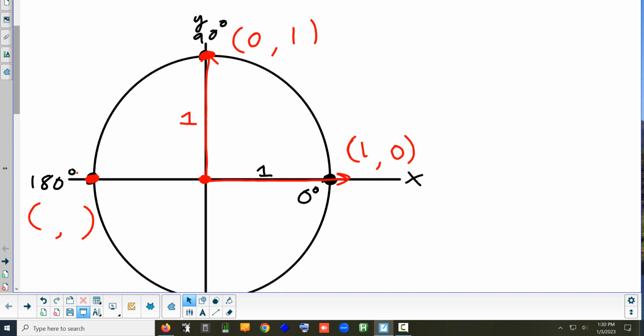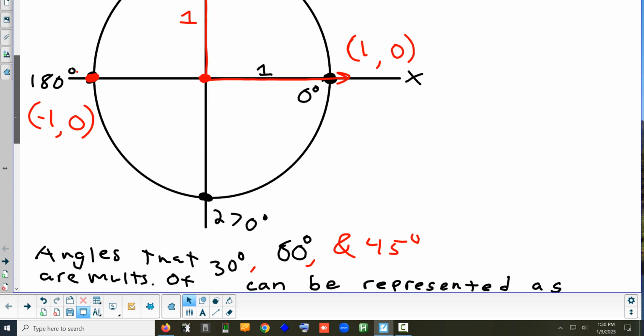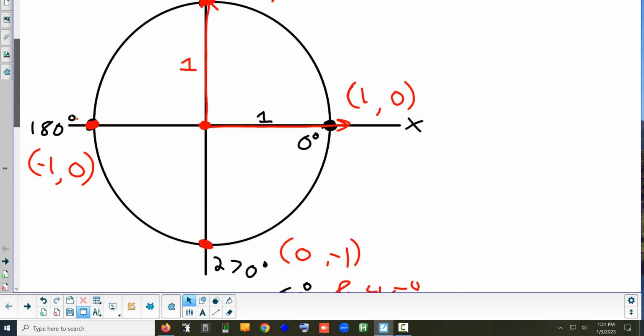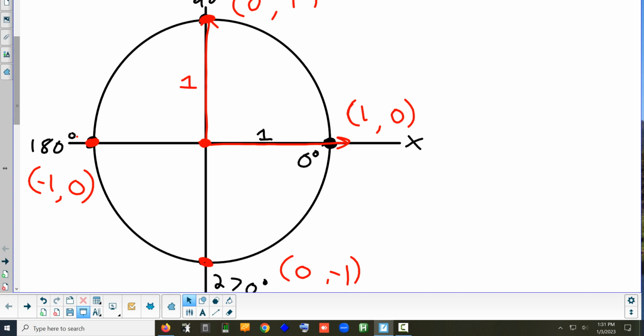How about the coordinate that represents 180 degrees? Yeah, that's negative 1, 0. Yep. And the coordinate that represents 270? Yeah, 0, negative 1. Perfect. So those are our first 4 coordinates on the unit circle, for 0, 90, 180, and 270.